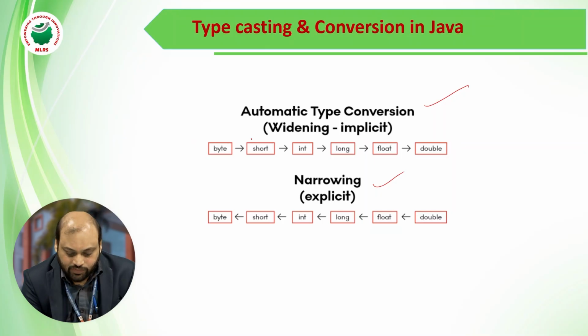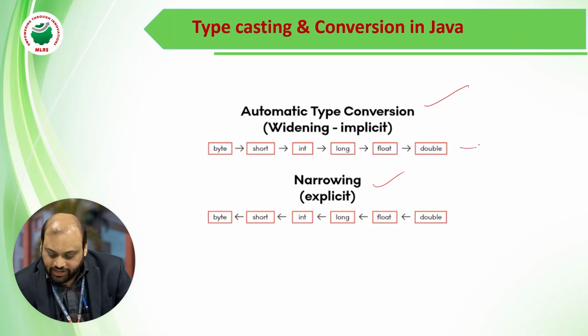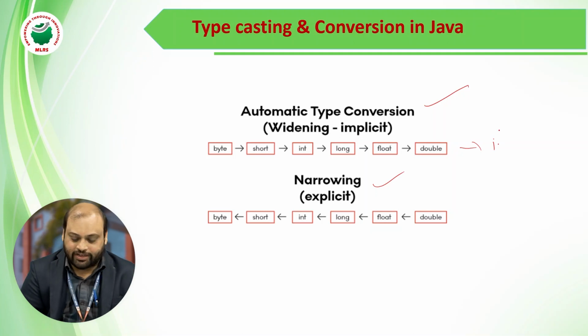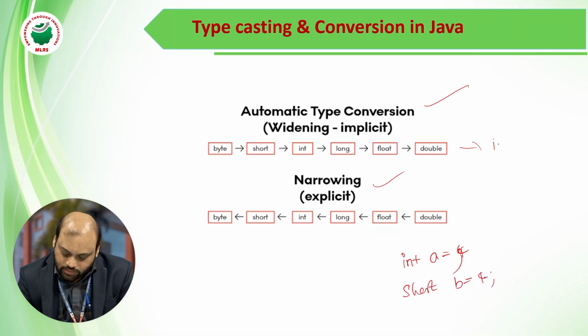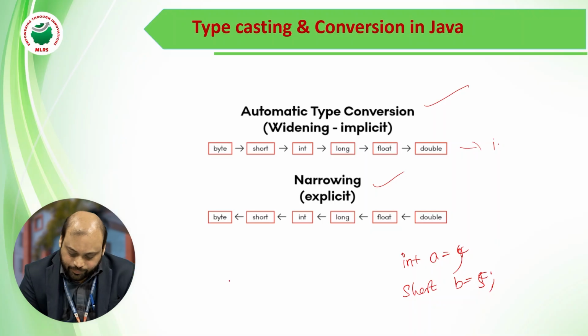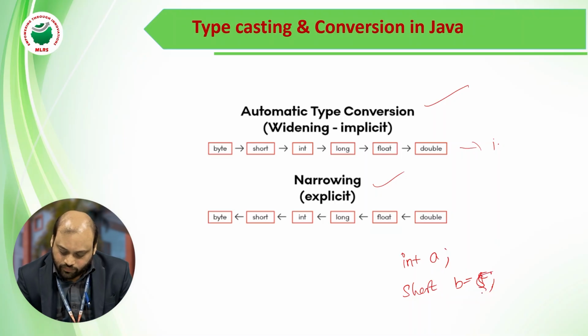Automatic type conversion, in the sense, if you observe, this is in ascending order. This is the shortest, and then bigger, bigger, and bigger. These are all integral and floating range data types. See, if you declare int a is equal to some value, and short b is equal to 5, some 5 I am taking.